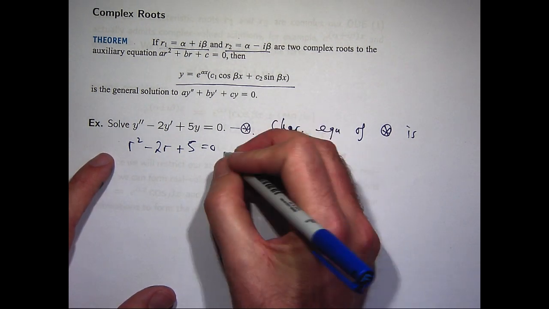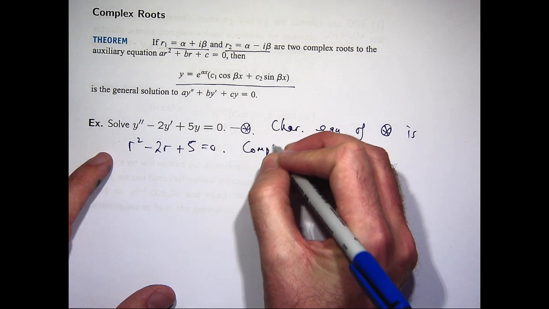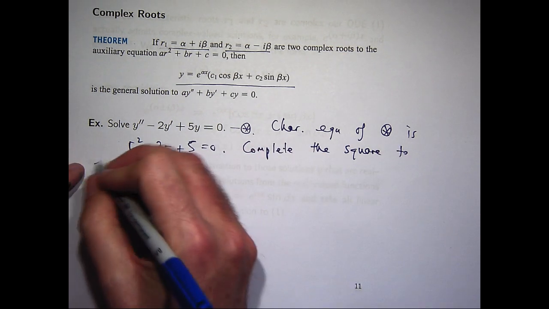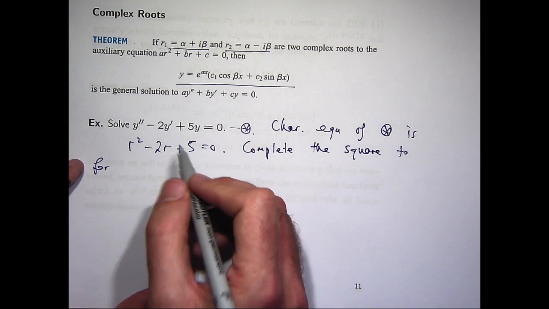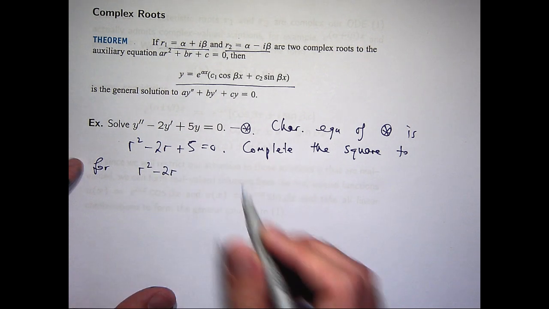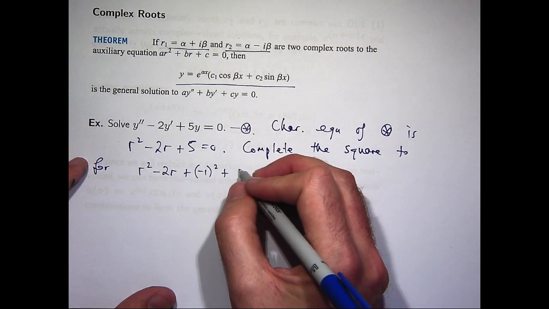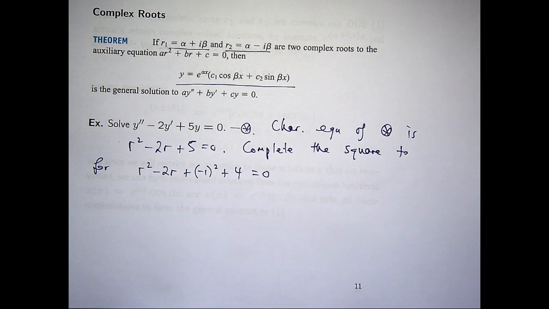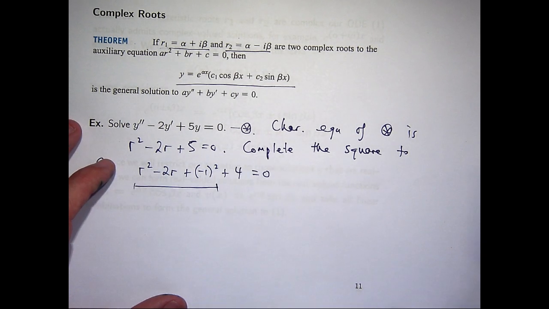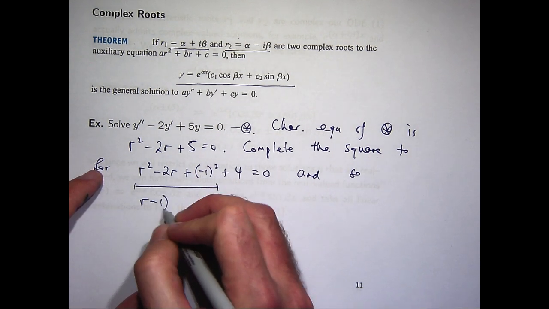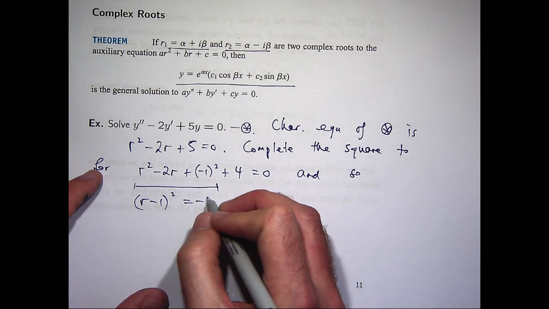Now I can actually simplify that even quicker. So complete the square to form the following. Well, what I can do is the following. I can split up that positive 5 into basically 1 plus 4, and 1 is negative 1 all squared. And then these first three terms, of course, are going to factorize. Okay, so I'll get something like r minus 1 all squared equals negative 4.